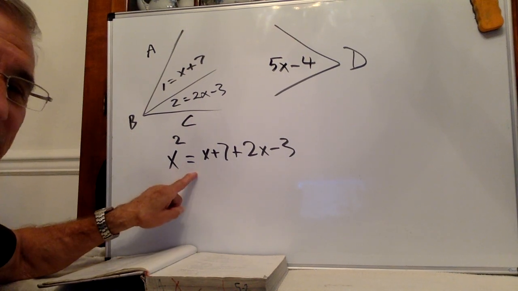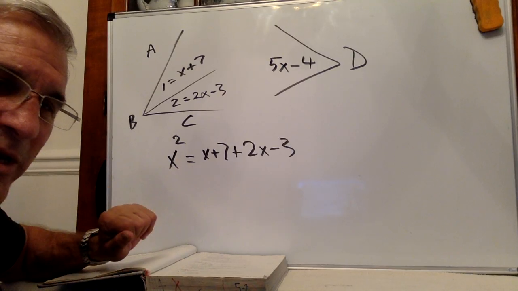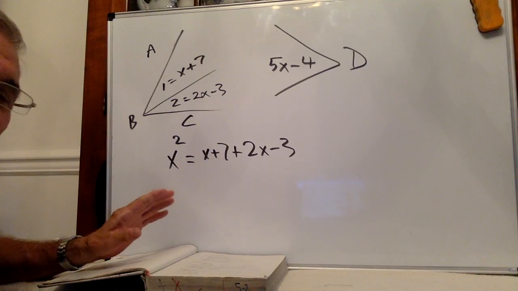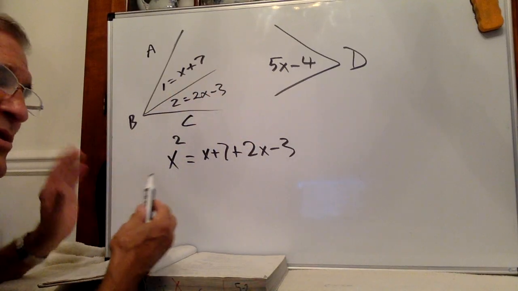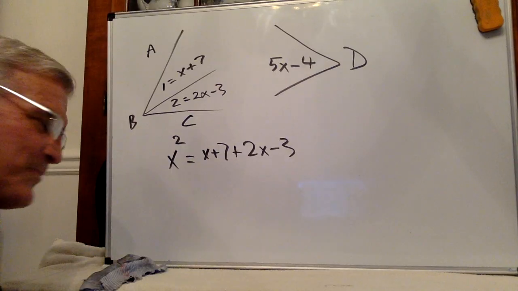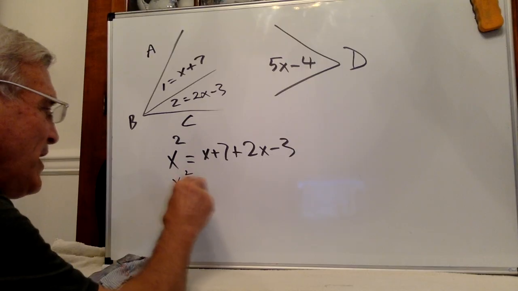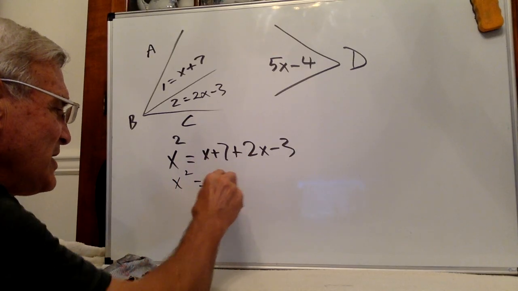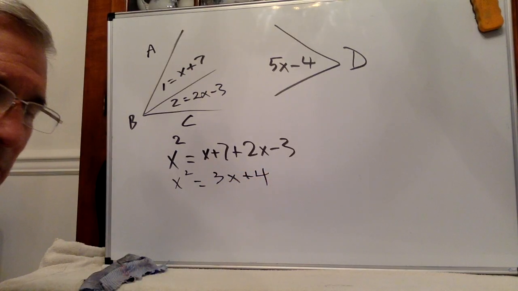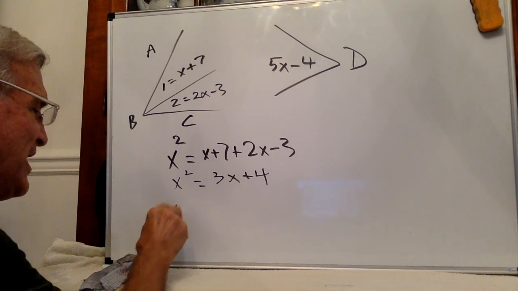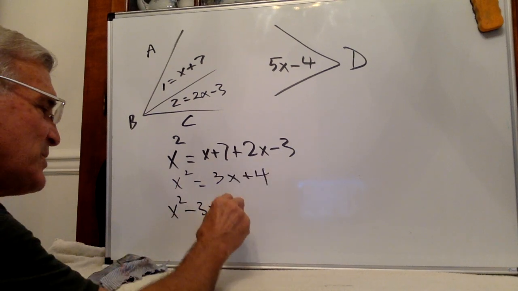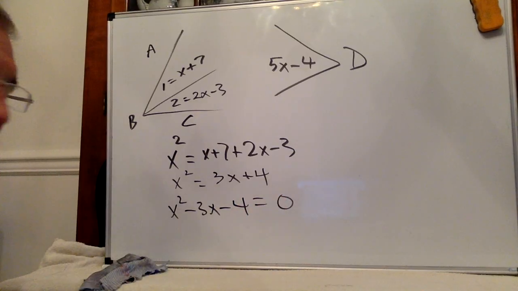All right, so first I have to solve for x, or I can't determine whether any of these things are equal at all. To solve for x with a quadratic equation, you want to get everything on one side of the equation, the other side equal to 0, and then you're going to factor. So this becomes x squared is equal to x plus 2x is 3x, 7 minus 3 is plus 4. I now want to bring everything to the left side of the equation. X squared minus 3x, bring the 4 over by subtracting it, equals 0.